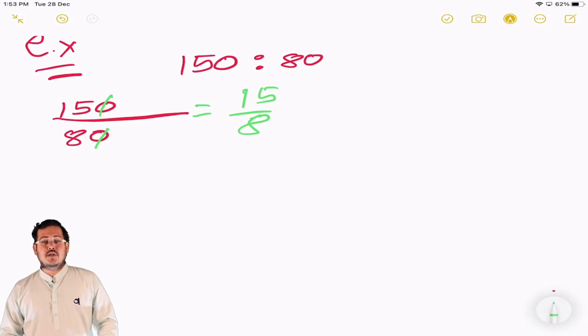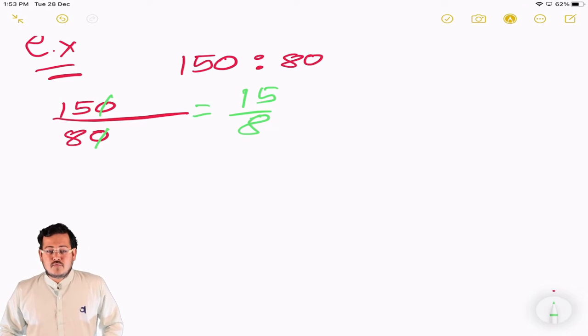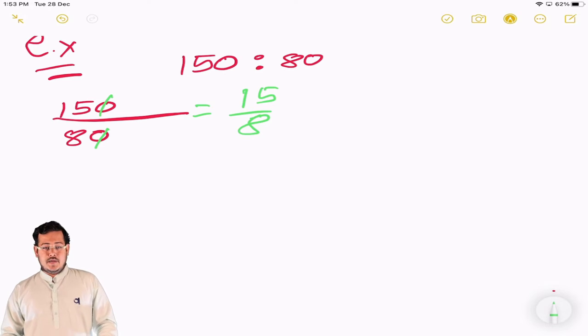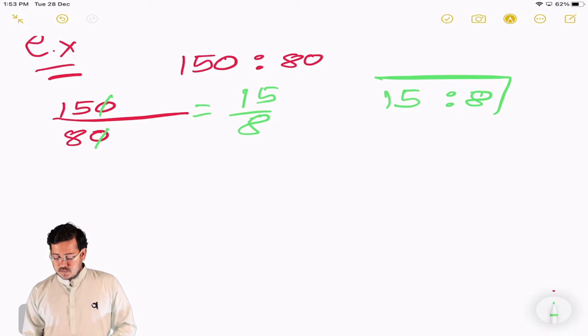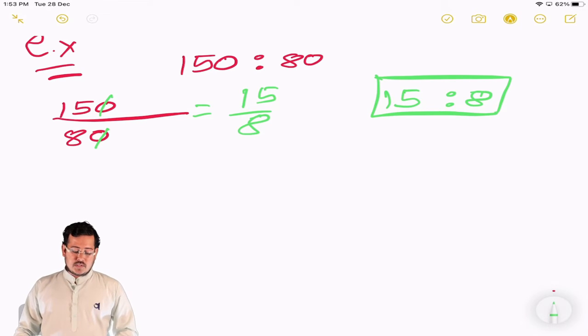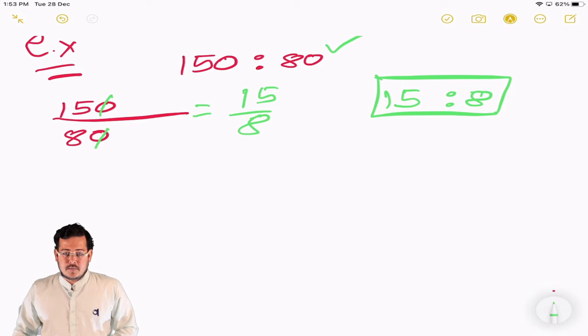And if I look at 15 upon 8, there is no common factor between 15 and 8 except 1. So my answer is 15:8. This is the lowest term or the simplest form of the ratio of the question 150:80. So I hope it is clear, the first topic in the ratio chapter, that is expressing the given ratios in the simplest form or the lowest form.